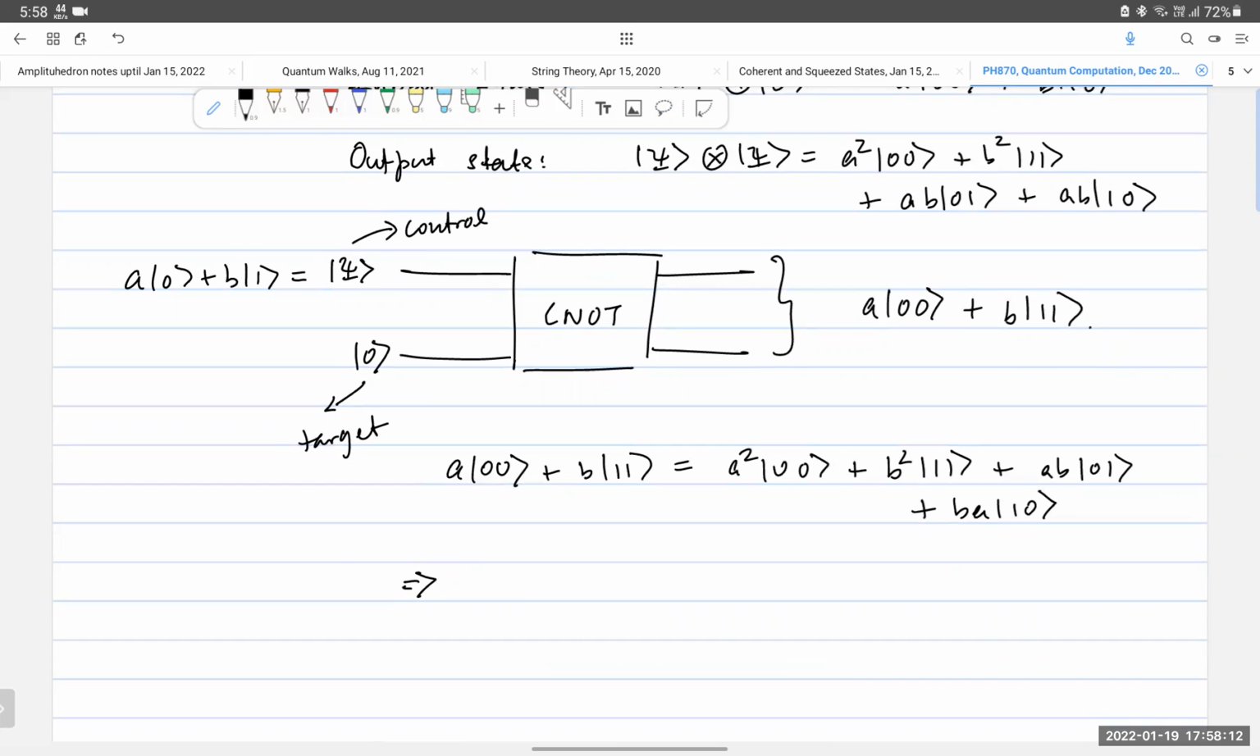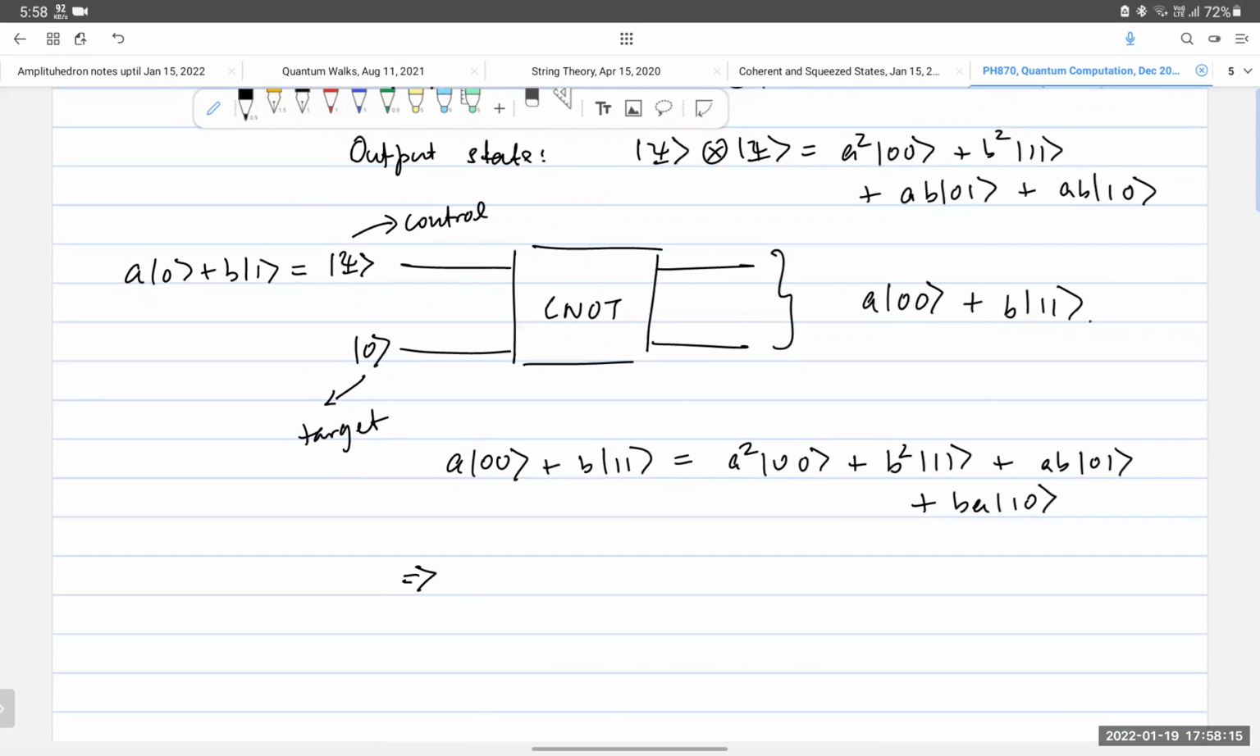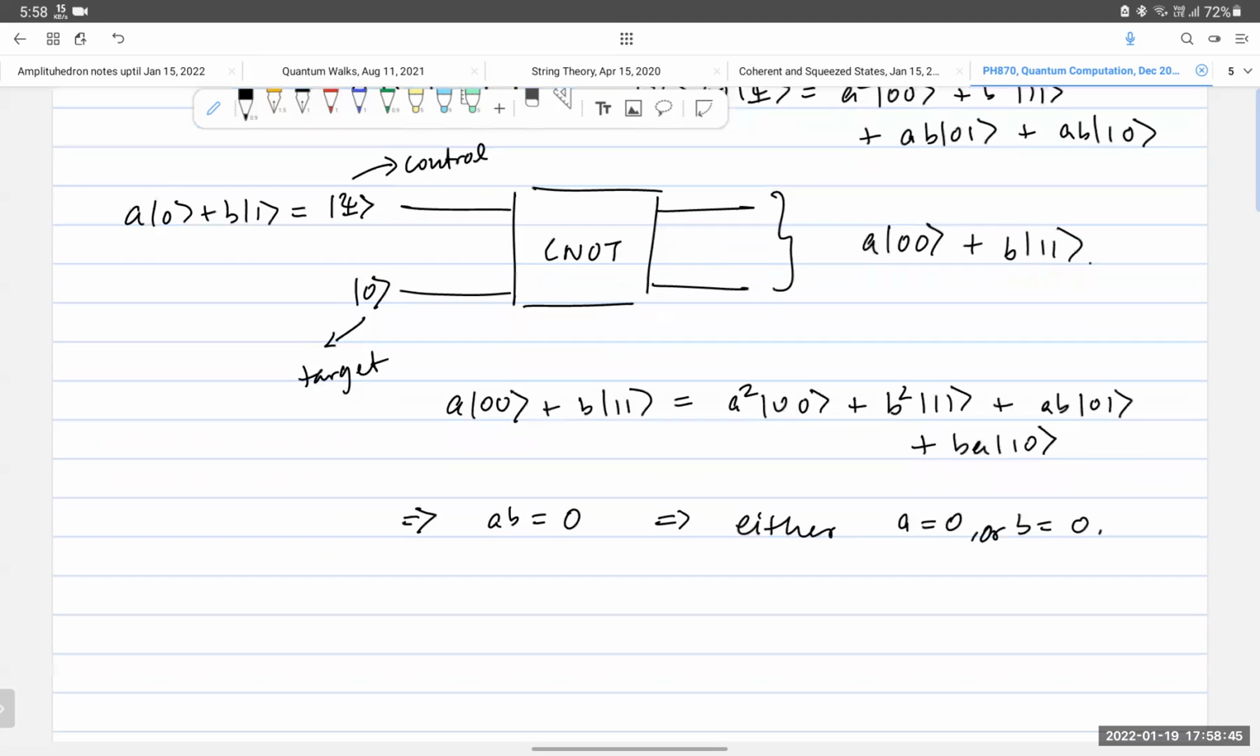And the only way that these two can be equal to each other is that, right? But if A or B is equal to 0, which means that either A is equal to 0 or B is equal to 0, right? And if, well, if we choose B to be 0, let's say, then what is the input state?